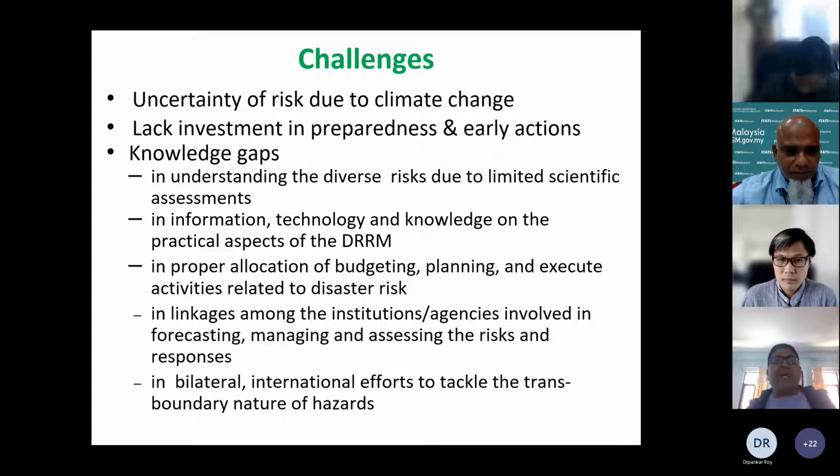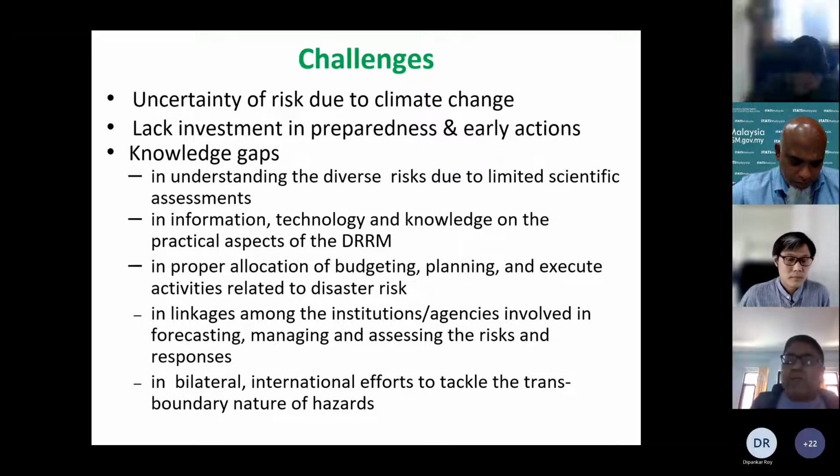And similarly, the knowledge gaps. It means gaps in understanding the diverse risks due to limited scientific assessments, not too much research has been done; in information technology and knowledge on the practical aspects of disaster risk management and reduction; in proper allocation of budgeting, planning, and execution of activities related to disaster risks; in linkage among the institutions and agencies involved in forecasting, managing, and assisting with the risks and responses, with problems of coordination; and in bilateral international efforts to tackle the transboundary nature of hazards.